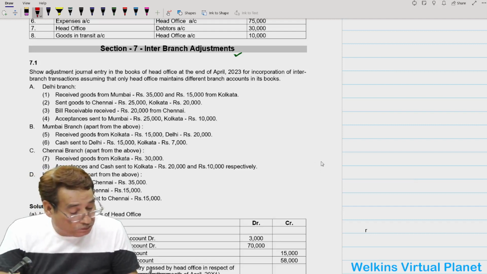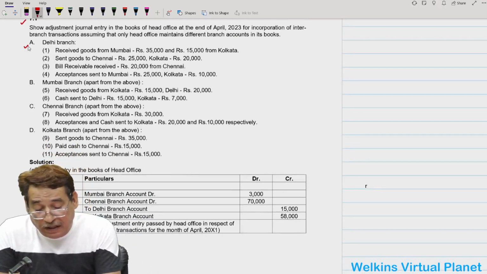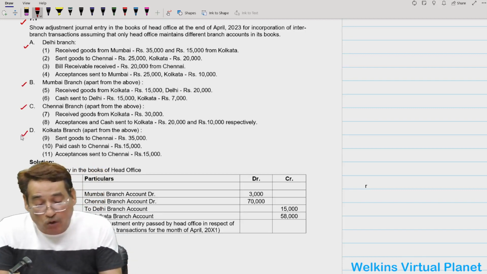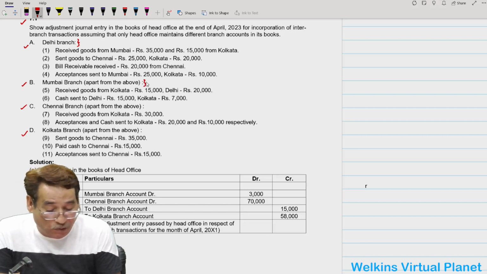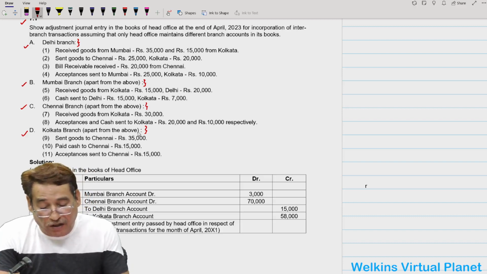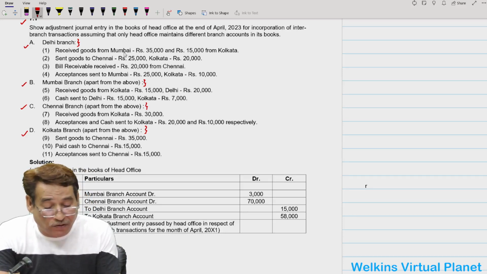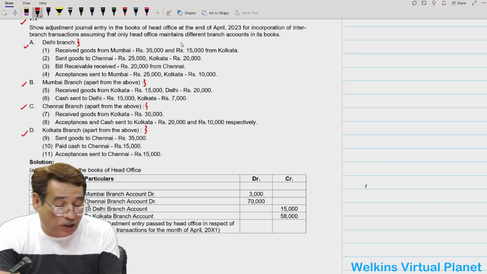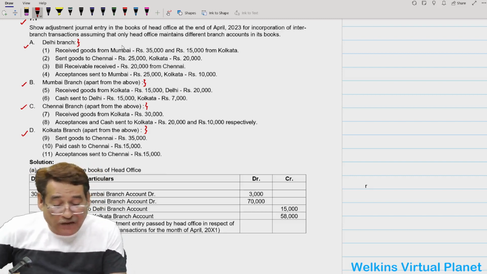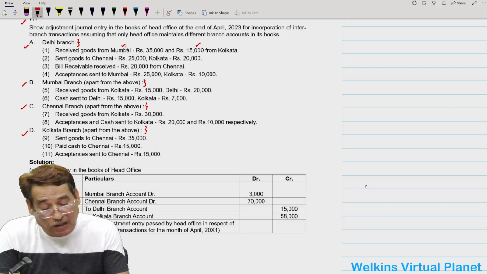So in this question, now 7.1, as I am talking about, there are actually 4 branches, correct? One is Delhi branch, another one is Mumbai branch, then we have Chennai branch, and finally we have a Kolkata branch. You have been given transactions of Delhi branch, Mumbai branch, Chennai branch, and of course Kolkata branch. Now you will have to note these transactions very carefully. For instance, in case of Delhi branch, it is clearly written that received goods from Mumbai 35,000 and 15,000. So this time Delhi is receiving some goods worth rupees 50,000. But of these 50,000 worth of goods received by Delhi, 35,000 is from Mumbai and 15,000 from Kolkata.